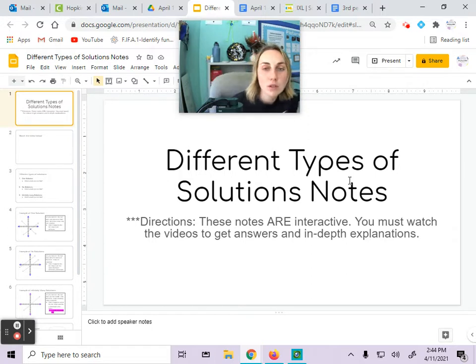So, different types of solutions. What this note is basically going to tell you is that in the last IXL, you solved a system of equations by graphing. And each time you had one solution, okay? Well, there are different types of solutions, and I wanted to show you that some of them you can solve without doing anything, just by observation. So that's what we're going to talk about here. There are three different types of solutions, so let's talk about those.